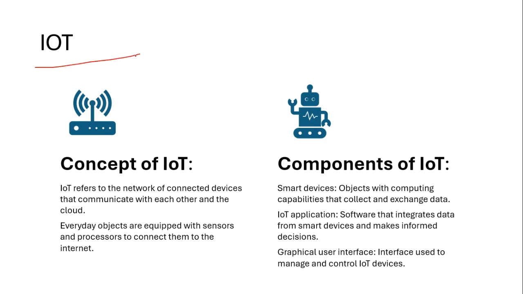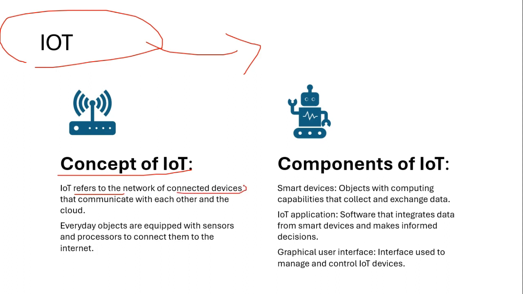Now we will talk about the Internet of Things. So why are we talking about the Internet of Things? On a daily basis it integrates the data that is available offline to the World Wide Web, and all these vector datasets that we are getting through online portals are all connected to this Internet of Things. So what is the concept of IoT? IoT refers to the network of connected devices that communicate with each other and in the cloud. Cloud is basically an online storage. So everyday objects are equipped with sensors and processors to connect them to the internet.